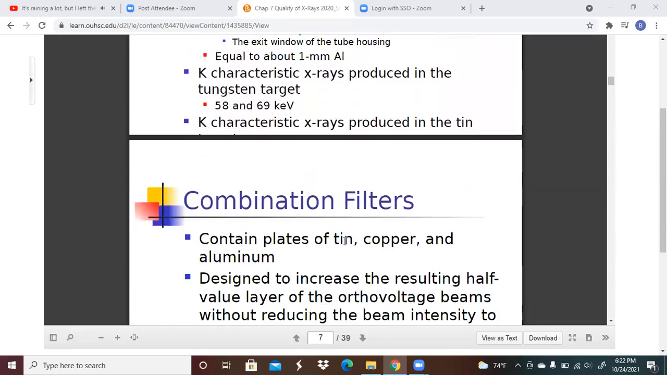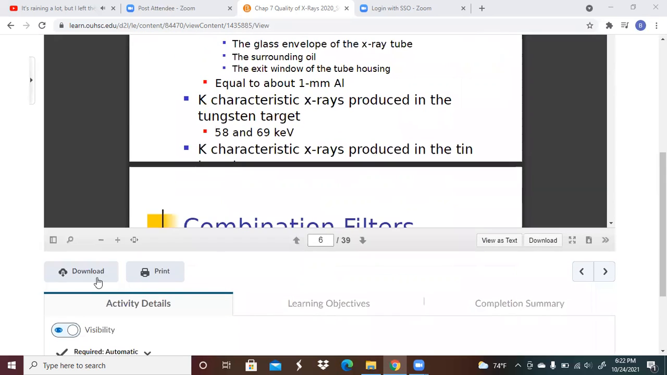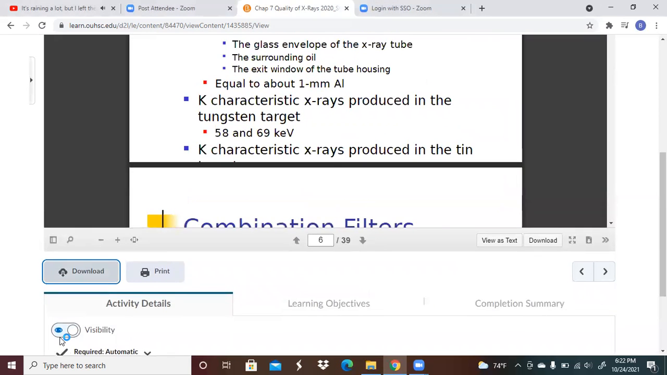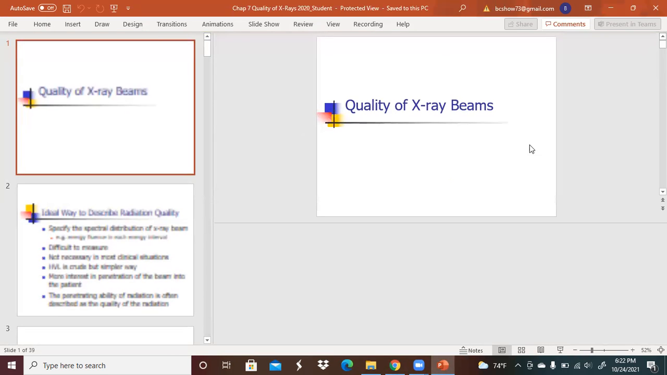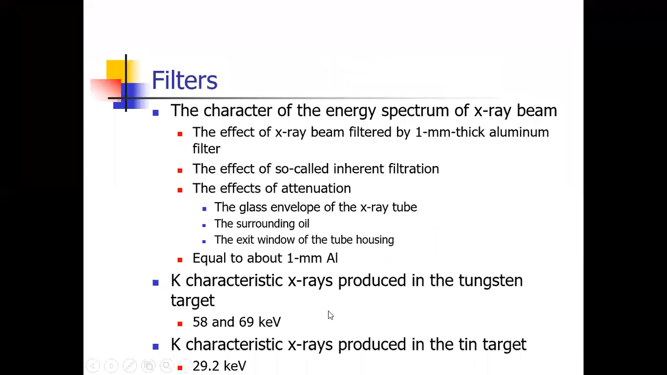Unfortunately, this is cut off and we can't see it. It should be available in the download here. Let's see if we can get to it. As a matter of fact, why don't we just go straight to that? Because usually the PowerPoint's a little more inclusive. It doesn't. There we go, 29.2 KeV.